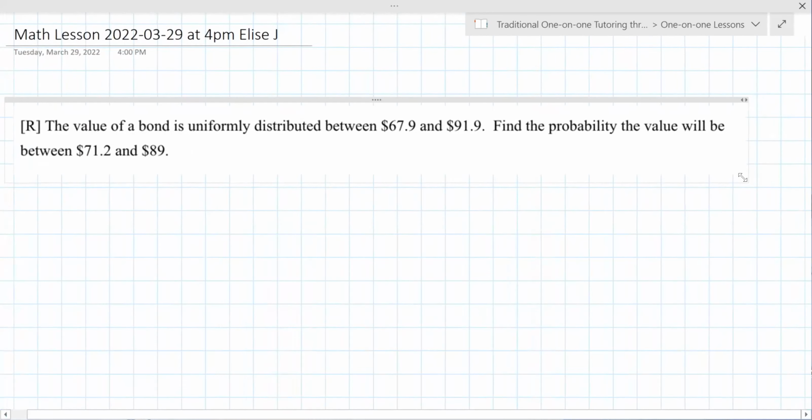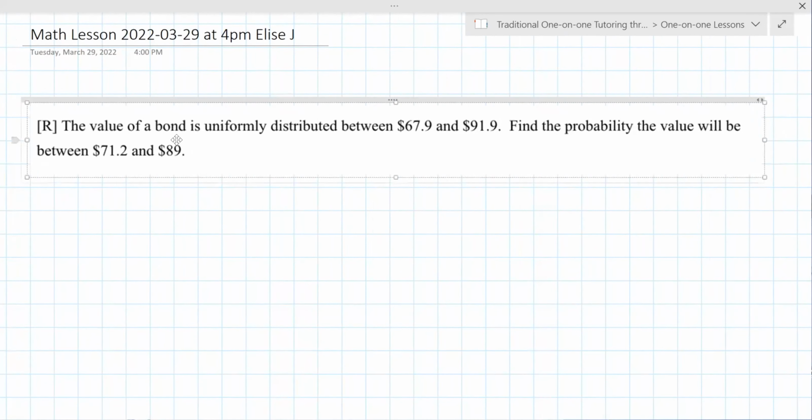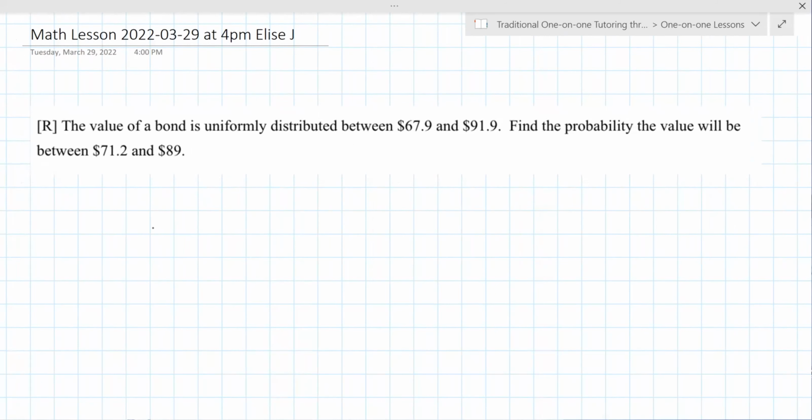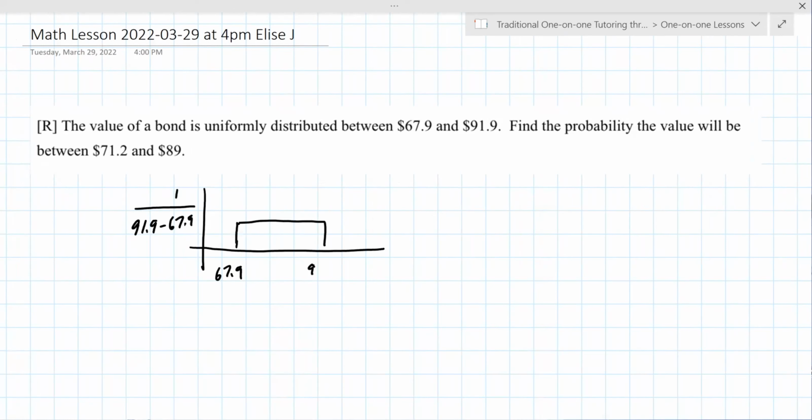Distributed between those two values right there. And they want the probability that the value will be between these two numbers. Okay, so with a uniform distribution, the height is 1 over the difference of these two. That gives you the height of this rectangle, and the rectangle goes from 67.9 to 91.9. But in this case, we only want this region in here.